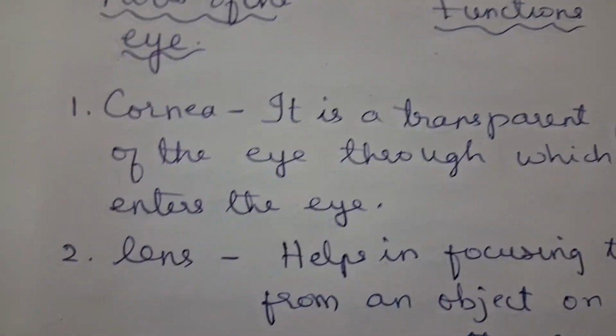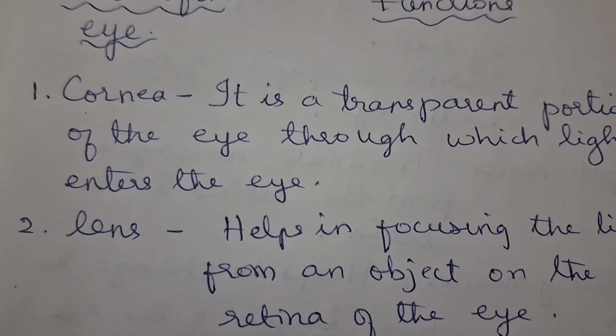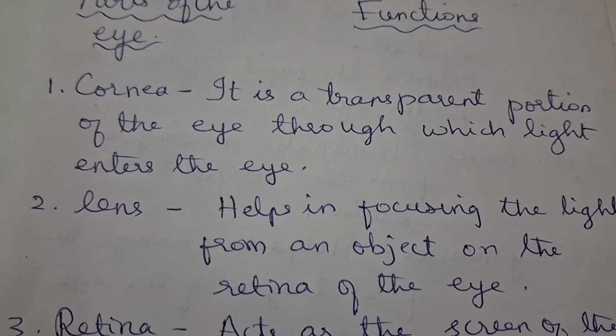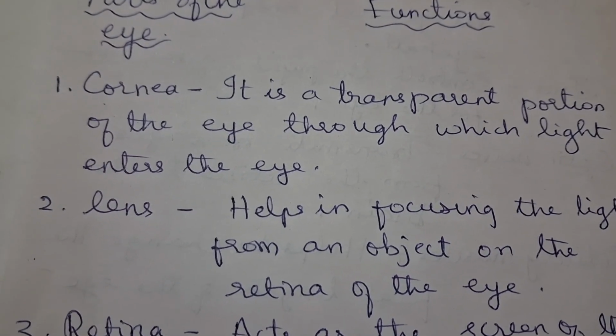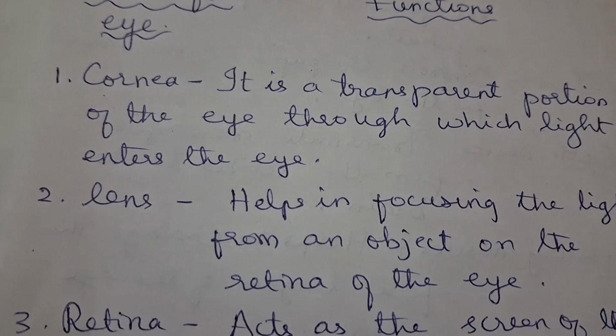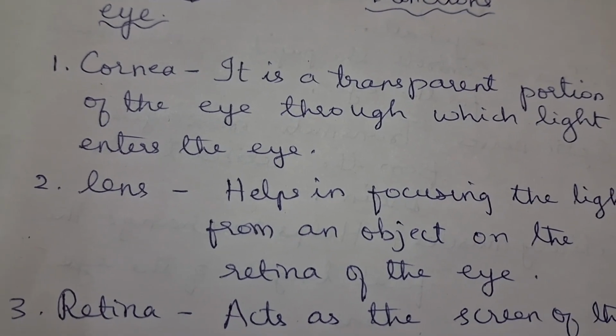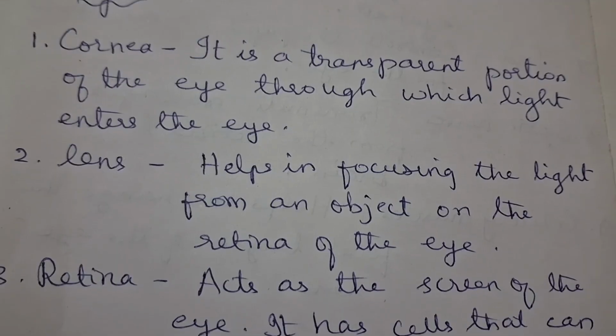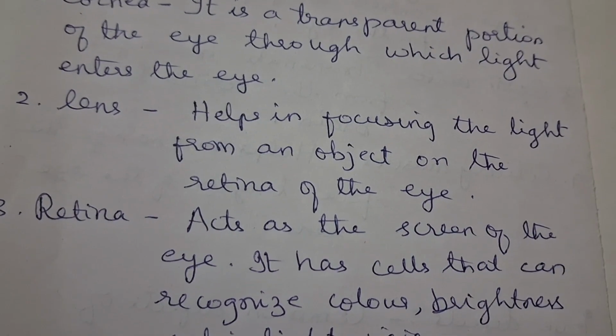So the first region, the cornea, is transparent. The cornea is the transparent portion of the eye through which light enters the eye. Then the lens: it is transparent, and it helps in focusing the light from an object onto the retina of the eye. Then the retina acts as a screen for the eye.